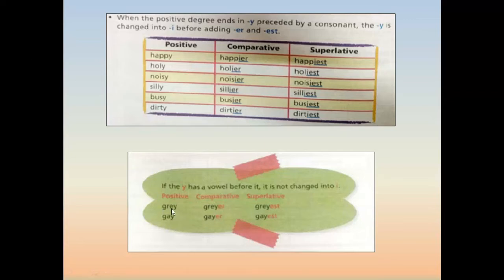Examples over here: grey becomes greyer, greyest. See over here, the alphabet before Y is E, because E is a vowel, so we don't change the Y to I. We just add ER to make it greyer and we add only EST to make it greyest. Similarly, gay means happy. Before Y there is A. A is a vowel, so we don't change the Y. We just add ER in the comparative and EST in the superlative degree. I hope this rule is clear. So we'll move on to the next rule over here.